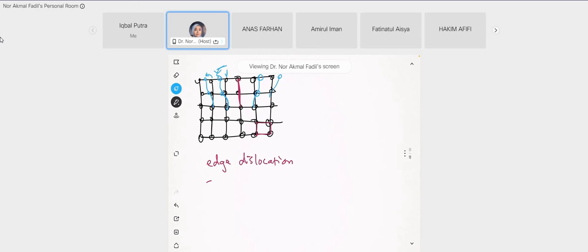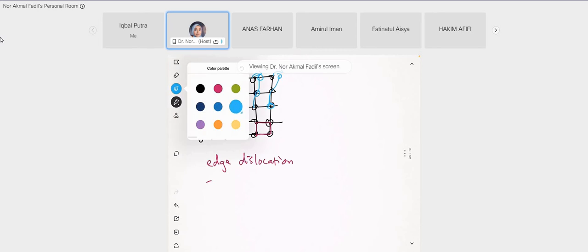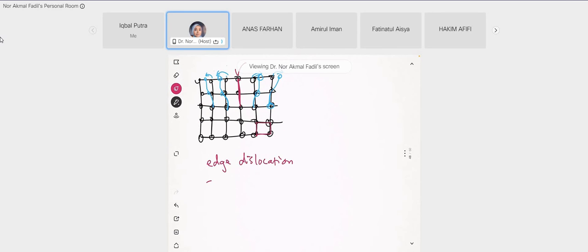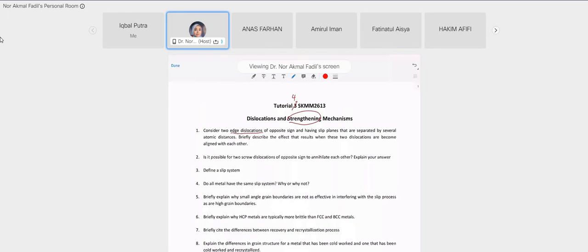Okay, the new position. All right. So original atoms will distort like this. So why? Because there is an extra plane here. Okay. So this is the dislocation. So we put a symbol like this. This is dislocation. And the question here mentioned edge dislocation of opposite sign.